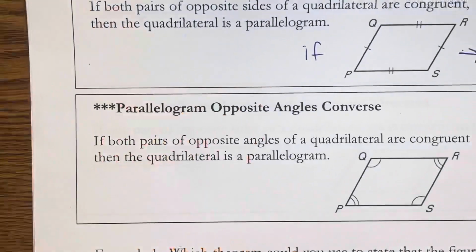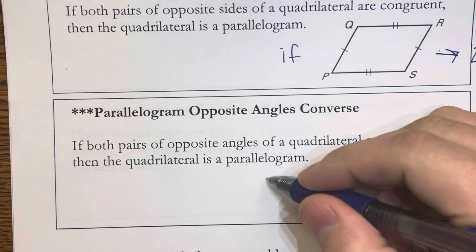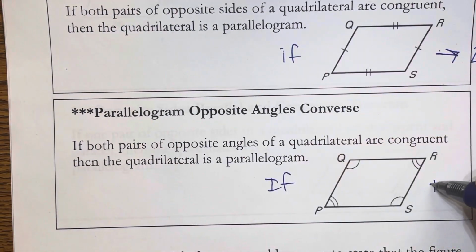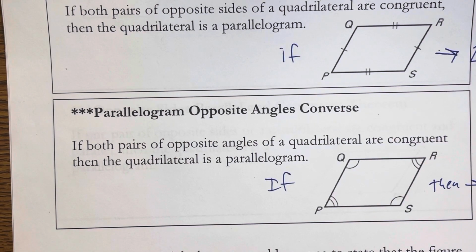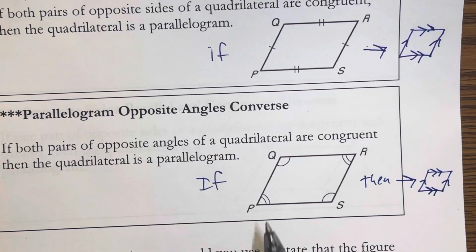In a similar manner, if both pairs of opposite angles are congruent, then we can state that it is a parallelogram as well. So we would know the opposite sides are congruent, we would know the consecutive interior angles are supplementary, and we would also know that the diagonals bisect each other. So if opposite angles are congruent, then it's a parallelogram.